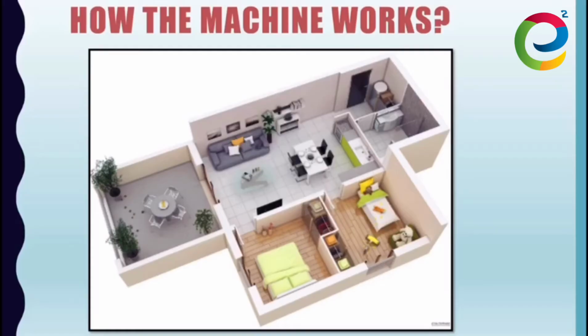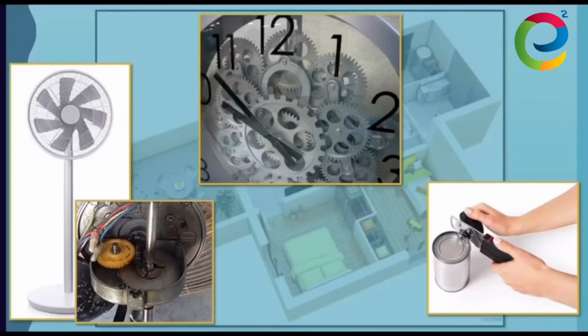Now that we have recapped lesson 3, let's move on to today's lesson proper. In today's lesson, we're going to learn about how machines work. Right now, think about the machines that you have in your house and write them down in the Seesaw forum. There are some examples of machines that you can find in your house, such as the fan, the can opener, the clock, and even the kitchen blender.